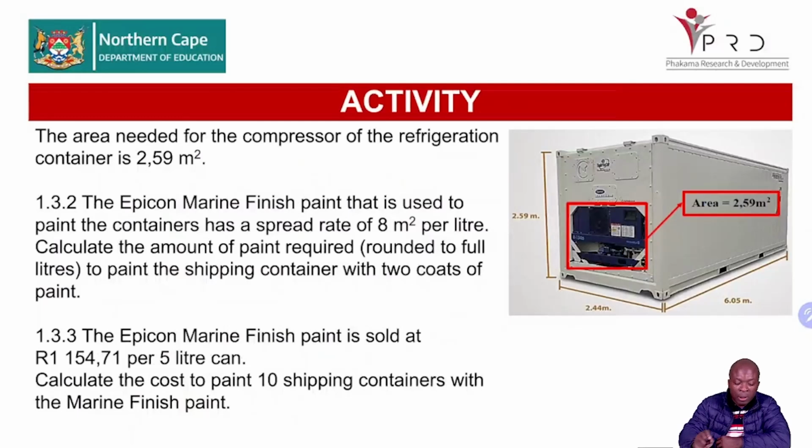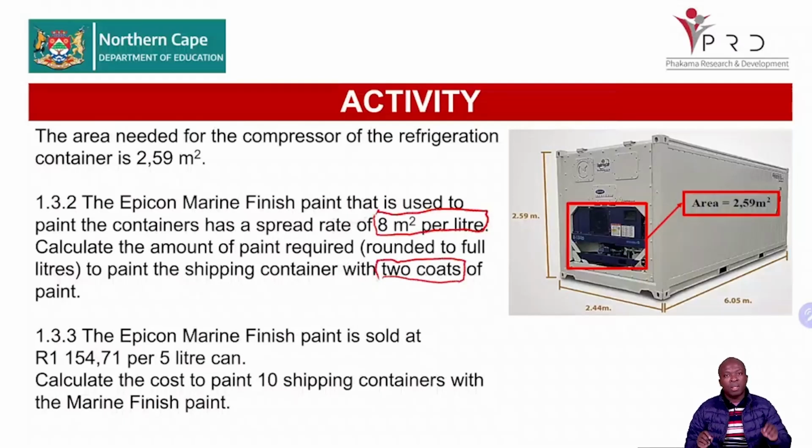1.3.2. The Epicon Marine Finish paint that is used to paint the containers has a spread rate of 8 meters per liter. You need it, so write it down somewhere. Calculate the amount of paint required, rounded off to full liters, to paint the shipping container with 2 coats of paint. Again, you must highlight that portion: 8 meters squared per liter and 2 coats.